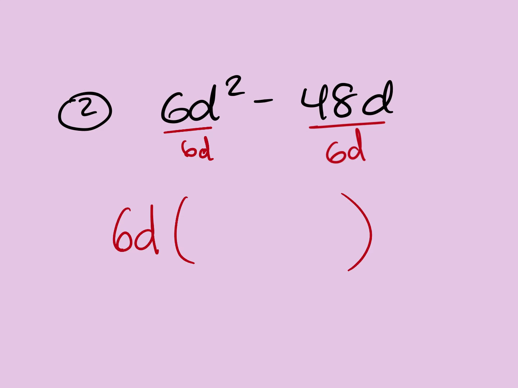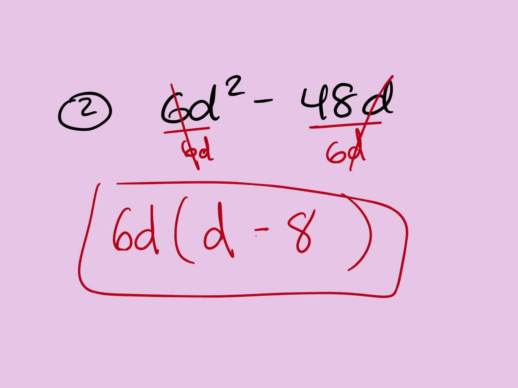So 6 divided by 6 is what? 1. So they cancel. And then if I have 2 d's and I take 1 away, how many d's do I have left? Just 1. So 1d. And then what's negative 48d divided by 6d? It's 48 divided by 6. 8. And then what's d divided by d? They cancel out. So my answer is 6d times d minus 8. Any questions here?